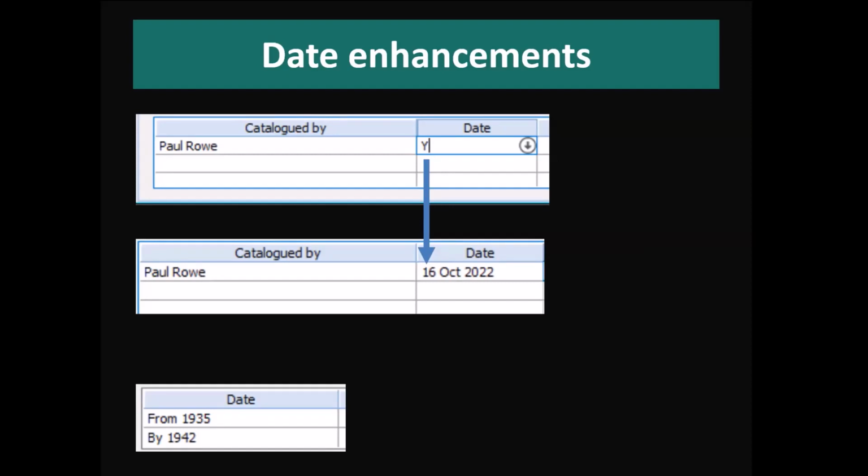We've also added a couple of new date imprecision keywords. So in an imprecise date field where you might not know exactly the date that something happened, the system now supports from and to as additional keywords.